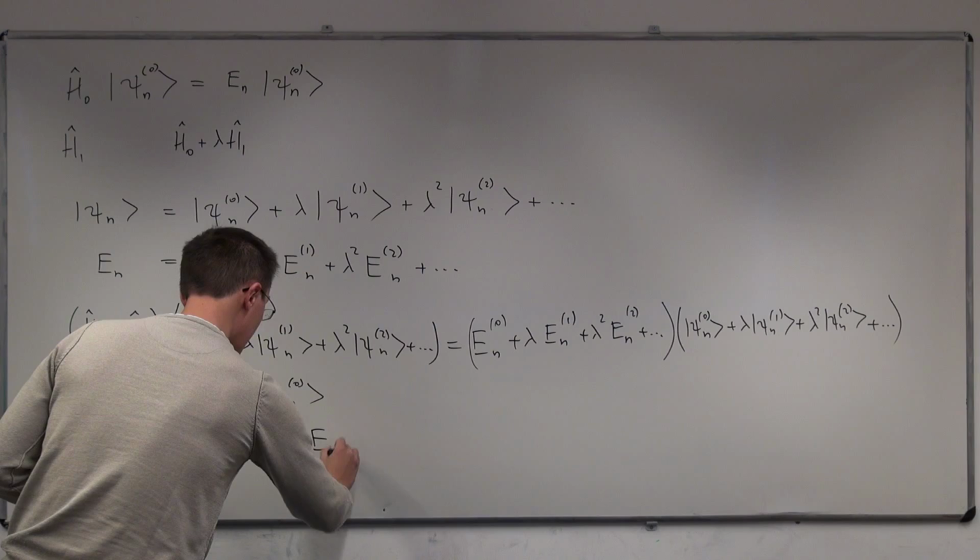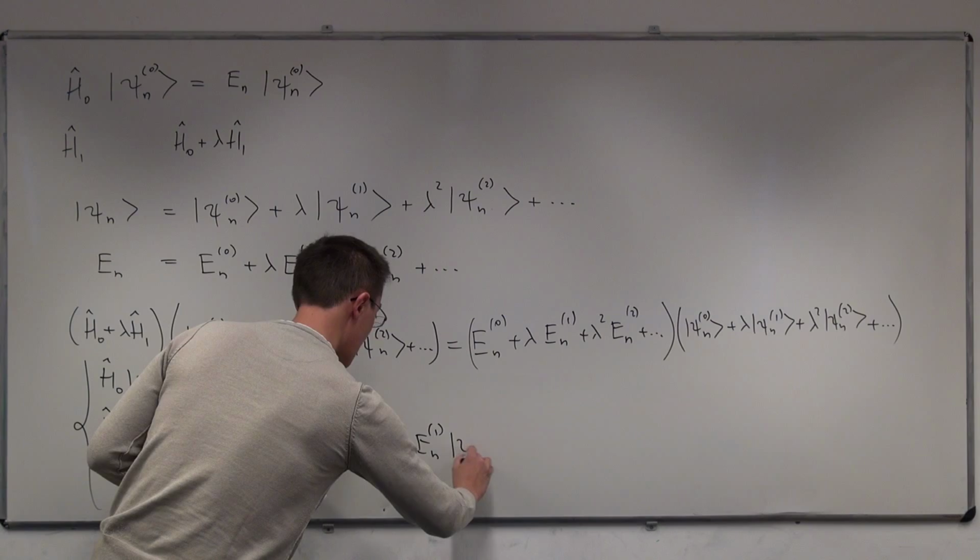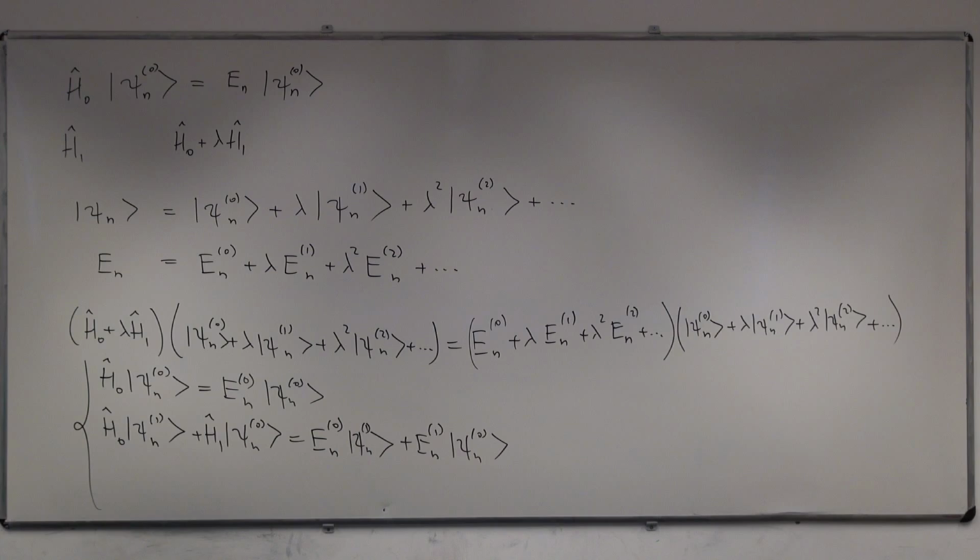E n zero acting on psi n first correction, plus E n first correction times psi n zero. This all looks like a huge amount of algebra, but it's fairly straightforward algebra.